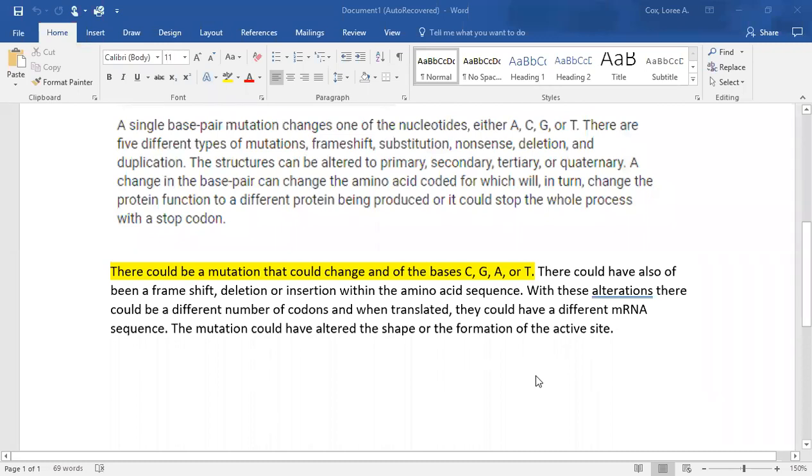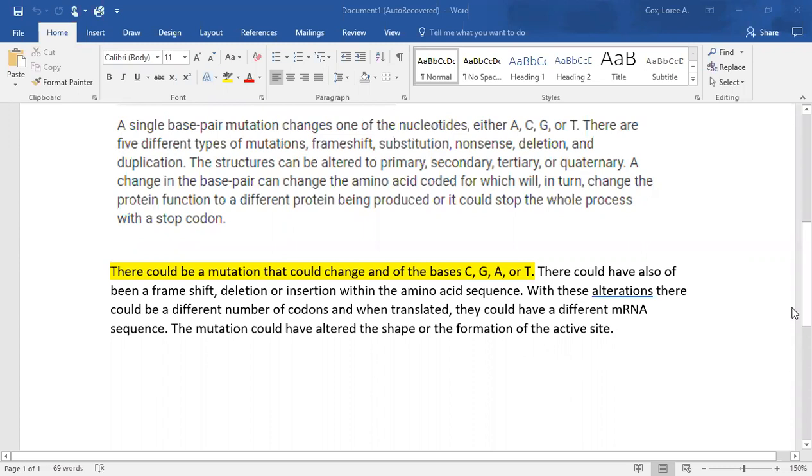All right, so looking at this last response here, there could have also been a frame shift, deletion, insertion within the amino acid sequence. A couple things wrong here. They just stated, instead of describing the mutations, which are listed in the scoring guidelines, so they could have picked any one of these and done a description. And these things aren't happening in the amino acid sequence, they're happening in the DNA. Okay, so there's an error there.